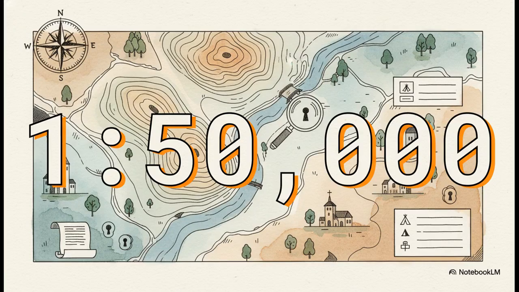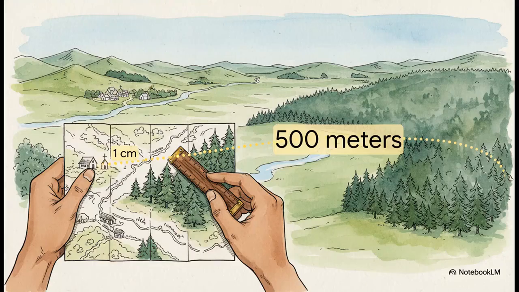So you'll often see scale written out as a ratio, just like this, 1 to 50,000. Now, this specific number, this is the actual scale for the official topographic map of Sri Lanka. It might look a little abstract, but this is the key that lets us translate the map back into our world. So what does that ratio actually mean in the real world?